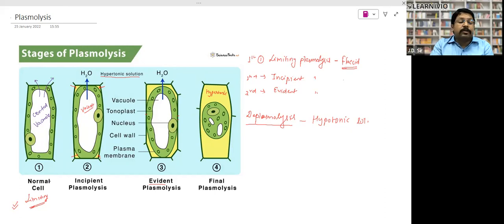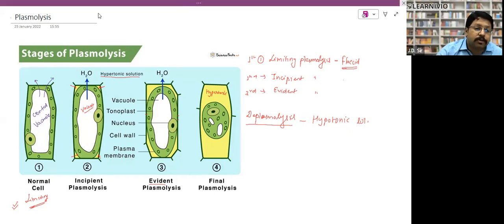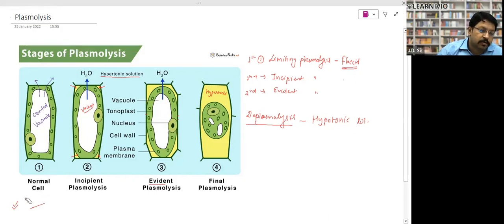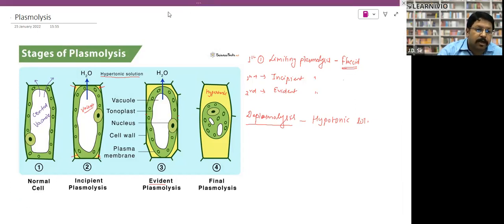So when a normal cell is kept in a concentrated solution, water will come out from the vacuole to the external environment, and this process is called plasmolysis. Normal plasmolysis is also termed limiting plasmolysis, right? Did you get that? This is called limiting plasmolysis. Let me write it. The first kind of plasmolysis is called limiting plasmolysis.